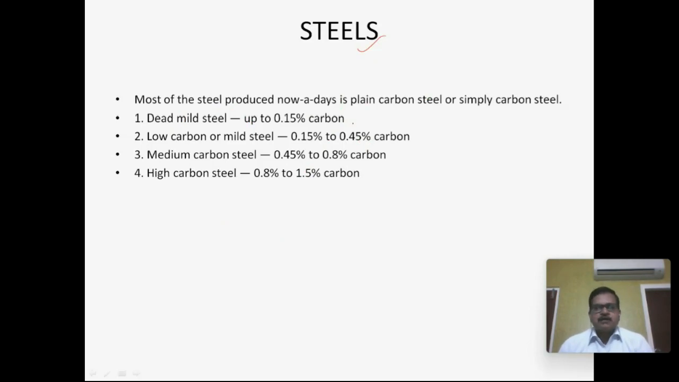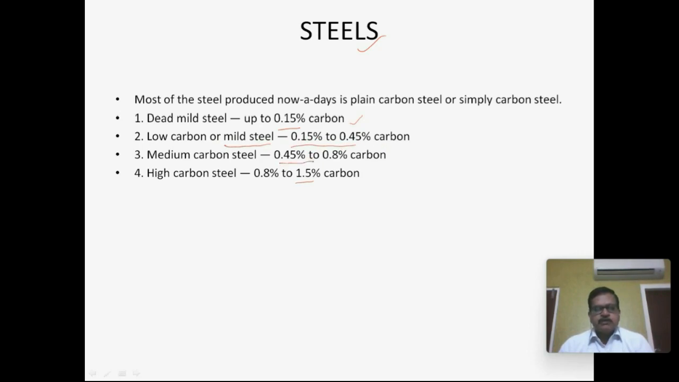Steels are having carbon percentage between 0.15 to 1.5. When carbon percentage is less than 0.15%, it is called dead mild steel. And the most commonly used engineering material is low carbon or mild steel. It is having a carbon percentage between 0.15 to 0.45%.